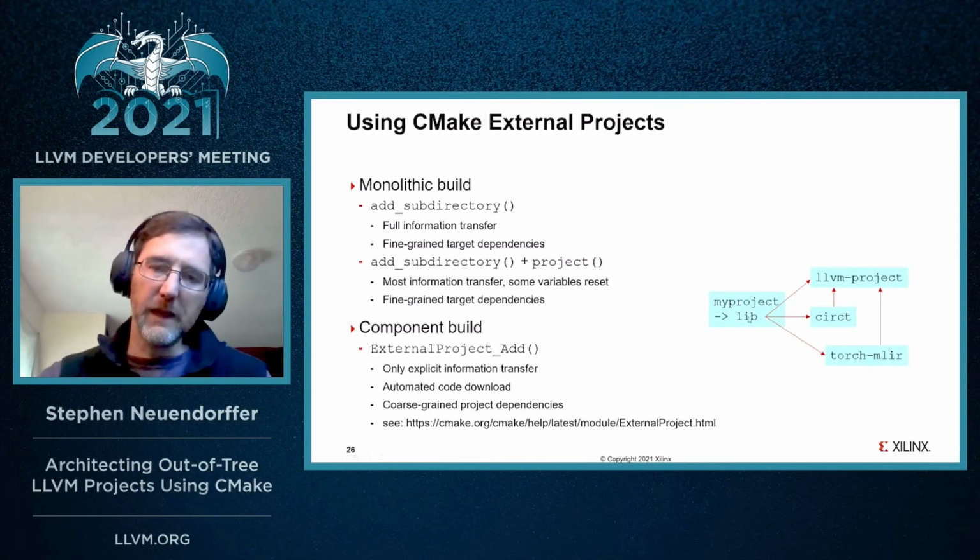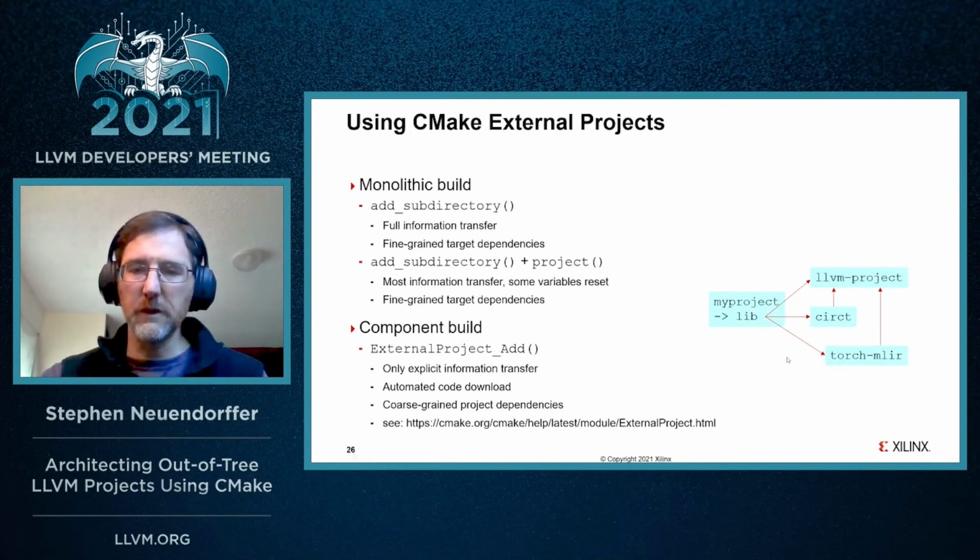So this is very good if we have our project and we want to be able to compile a number of different sub-projects like LLVM or Circuit or Torch MLIR. We can say how our project depends on these sub-projects, and we can say how these sub-projects also depend on each other. And each of these sub-projects will be built completely independently using the componentized build process.